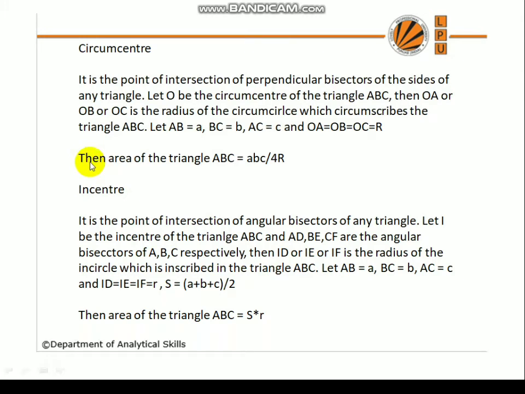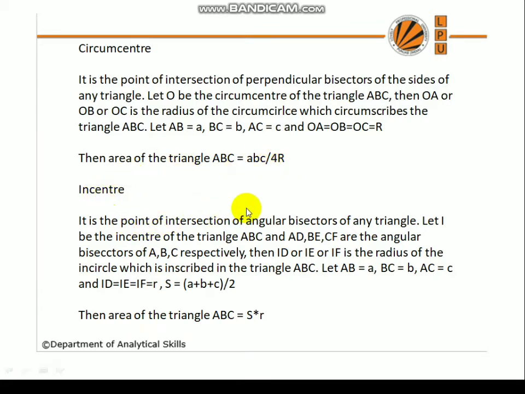Then we have a special result. Area of triangle ABC equal to the lengths of the triangle A into B into C upon 4 times the circumradius, 4R. I repeat, area of triangle ABC equal to the product of the sides A B C upon 4 times the radius, 4R. Next important point is incenter.